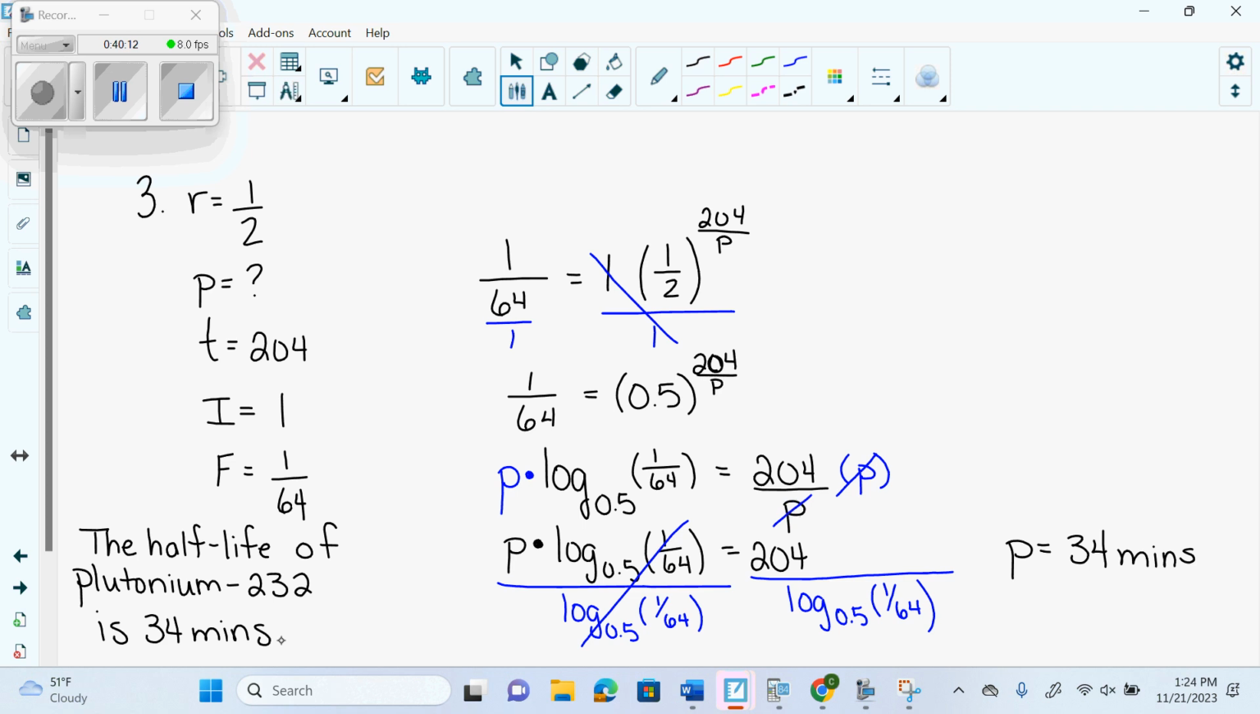What does that even mean? What's happening every 34 minutes? Decay. It's decaying by half. In 34 minutes, I have half of what I had before. The next 34 minutes, I have half of that. The next 34 minutes, I have half of that. It's just halving every 34 minutes. Okay?